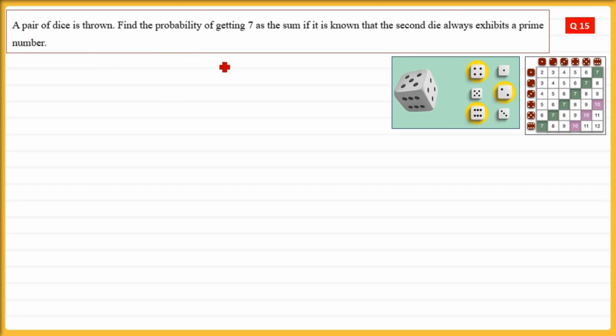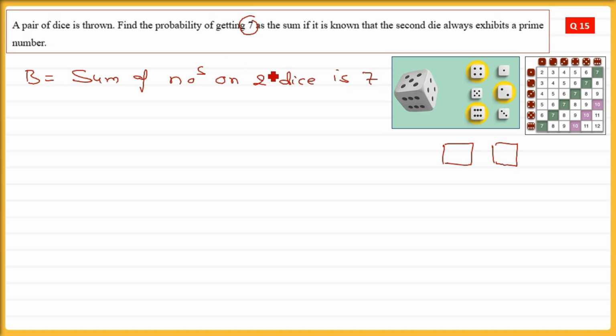A pair of dice is thrown. Find the probability of getting 7 as the sum if it is known that the second die always exhibits a prime number. Now we have 2 dice and these are being thrown or tossed. Now this 7 should come as the sum. So we'll make 2 events. B is the sum of numbers on 2 dice. So this is 7. When you add the values which come up in 2 dice, it should be 7.